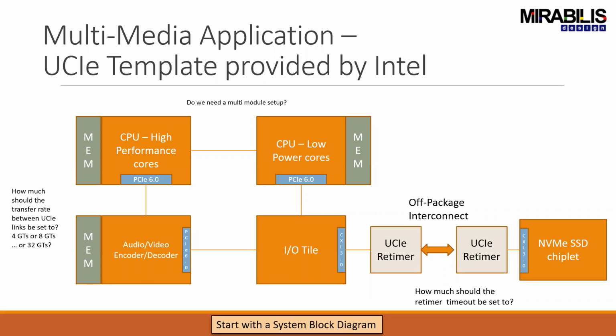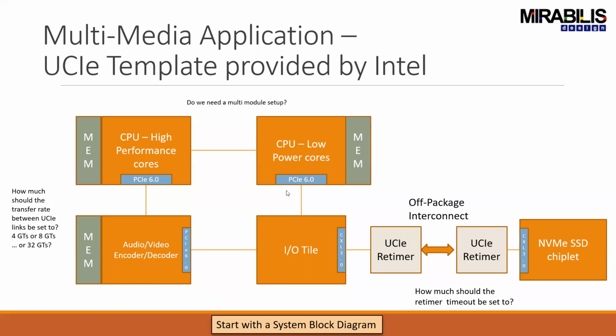So here, if you look at it, you will notice that all of them are connected through a PCIe 6.0 interface. They all have local memories. This one here uses CXL 3.0 for an SSD, but it's off package. So for that, you have something called the UCIe retimer.